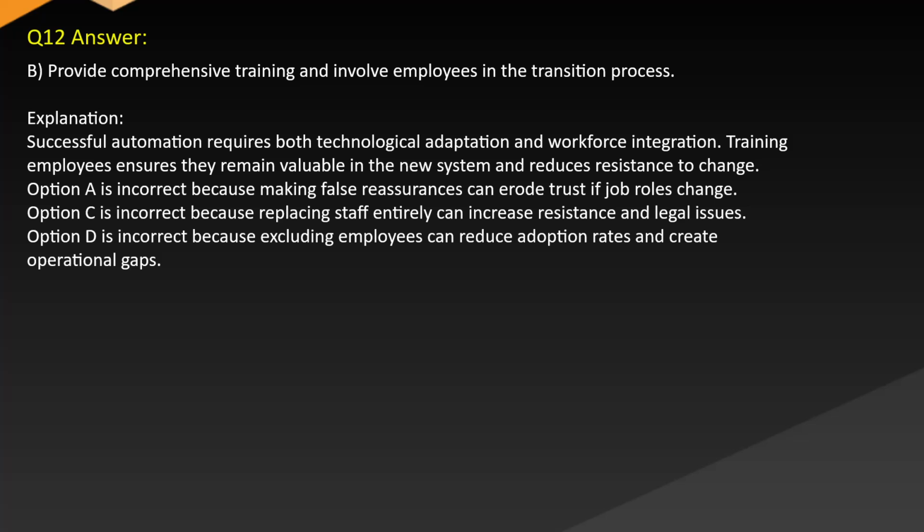Answer: B. Provide comprehensive training and involve employees in the transition process. Explanation: successful automation requires both technological adaptation and workforce integration. Training employees ensures they remain valuable in the new system and reduces resistance to change. Option A is incorrect because making false reassurances can erode trust if job roles change. Option C is incorrect because replacing staff entirely can increase resistance and legal issues. Option D is incorrect because excluding employees can reduce adoption rates and create operational gaps.